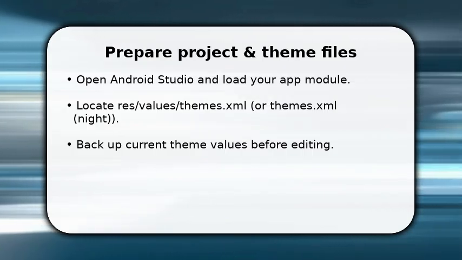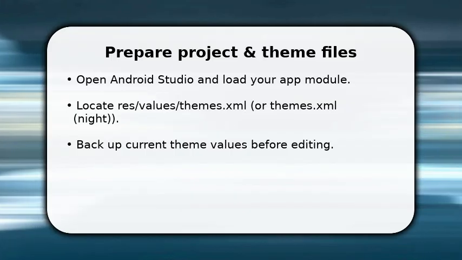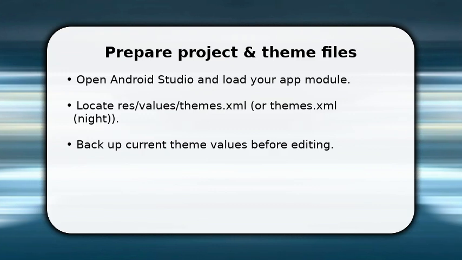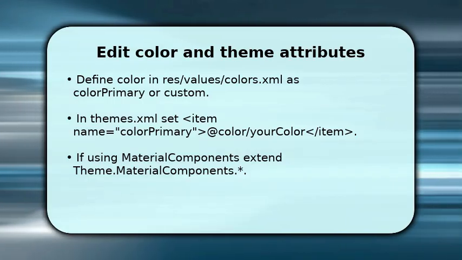Make sure you identify styles.xml or themes.xml variants, night/light, so changes behave correctly across modes. Now you edit colors.xml to add or change the colorPrimary value, naming it clearly. Once done, open themes.xml and set item name equals colorPrimary at @color/your_color inside your app theme.